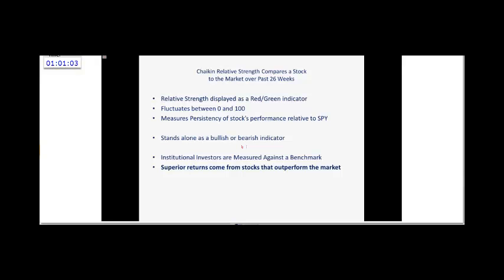And the reason that relative strength is important is because institutional investors are measured against a benchmark. It affects their compensation. It affects their assets under management, because if their stocks are underperforming the market, they're going to lose assets. And that means that superior returns come from stocks that outperform the market.